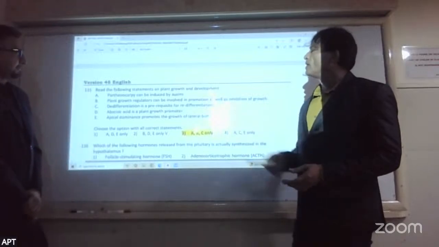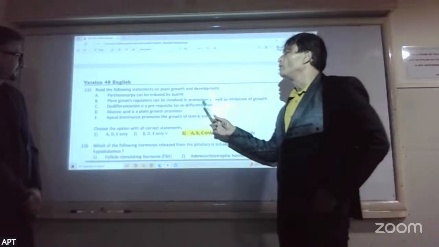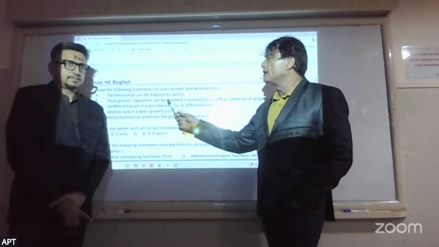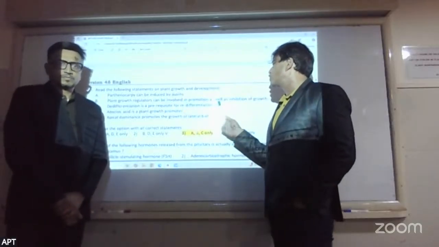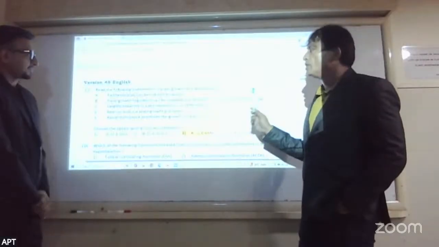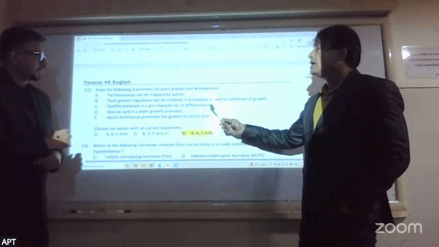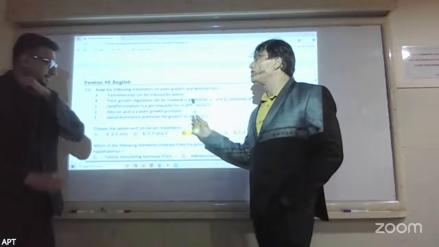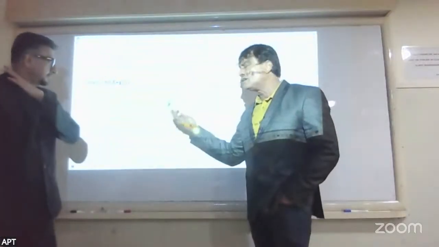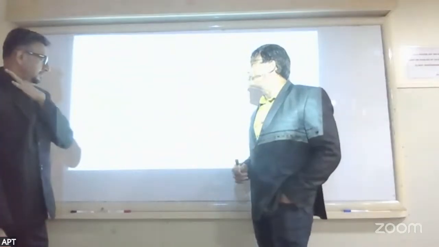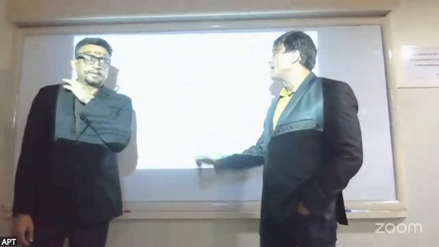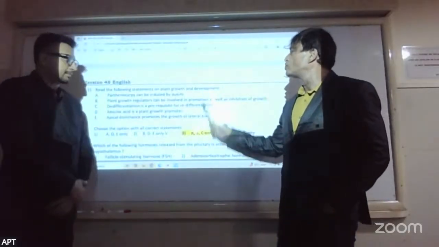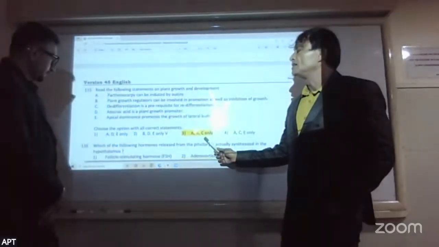Read the following statements on plant growth and development. Parthenocarpy can be induced by auxins. Absolutely true, straight line from NCERT. Plant growth regulators can be involved in promotion as well as inhibition of growth. Absolutely yes. Dedifferentiation is a prerequisite for redifferentiation. What it means is, if redifferentiation has to occur, the dedifferentiation has to occur. Yes, definitely true. Abscisic acid is a plant growth promoter. No, it is an inhibitor. And apical dominance promotes the growth of lateral buds. No, it inhibits. So true statements are A, B, and C.